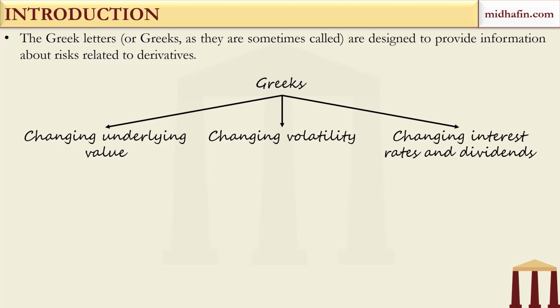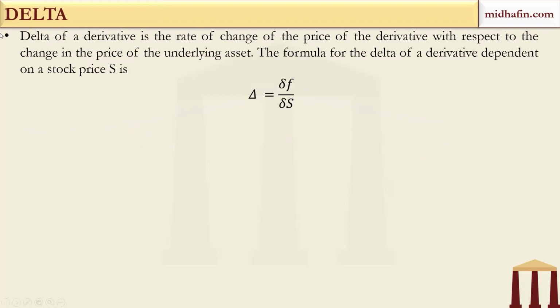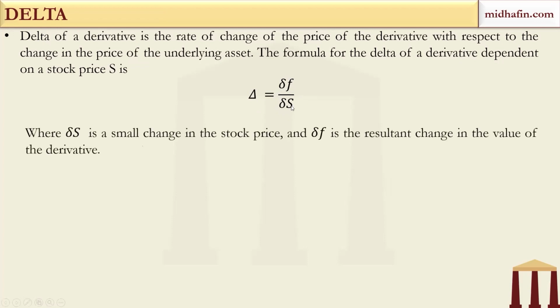And sometimes dividends. So the first Greek that we are going to understand is delta, and delta is a risk measure that tells us what will be the change in the price of the derivative if the value of the underlying changes by a certain amount. So roughly you can say that delta is nothing but delta F, the change in the value of the derivative, divided by the change in the value of the underlying asset.